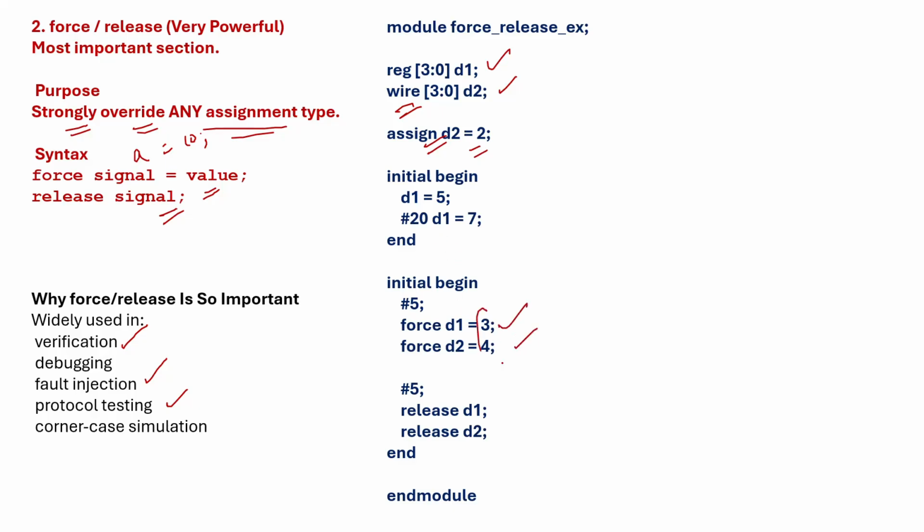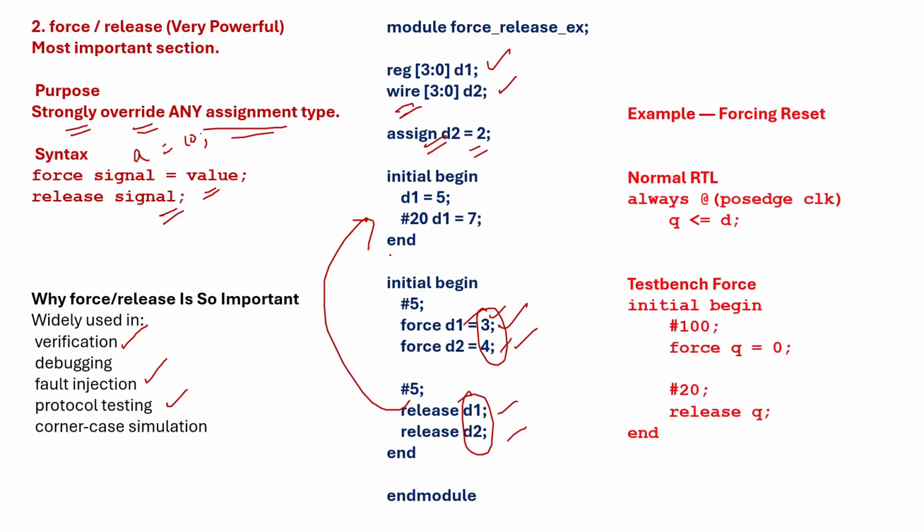See, forcefully I am setting the values for D1 and D2 because it is not touching the 3 and 4 values. Then I am forcefully setting this value. Then after that I release D1 and D2. Okay. So the D1 and D2 values will be released and then I will get these values. And after releasing that, again the original values will take place. Okay. So this is force and release.